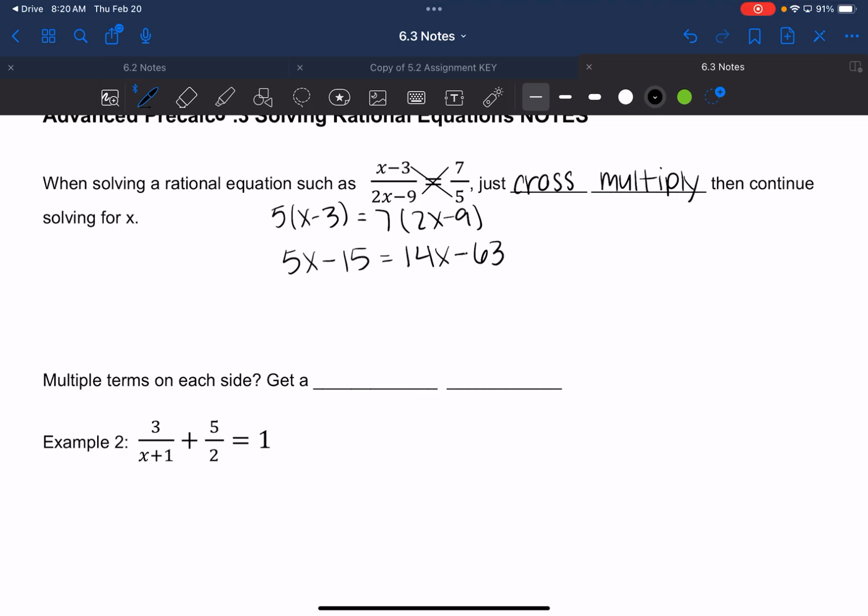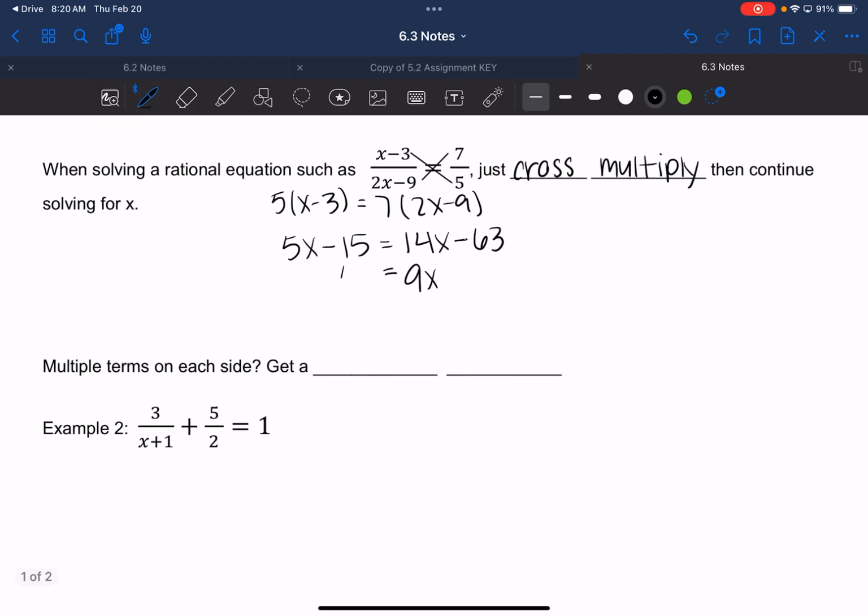All right, so we probably would want to move all of the variables to one side, right? So I'd subtract the 5x. What is 14 minus 5x? 9x, good. And then I'd want to move that negative 63 over there with the 15, right? So I'd add 63 to negative 15. So what would that give us? 48. So we end up with 9x equals 48.